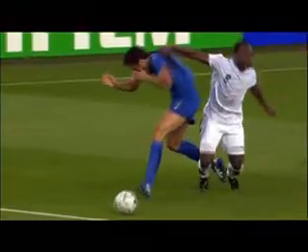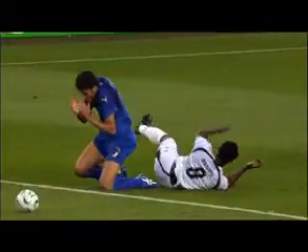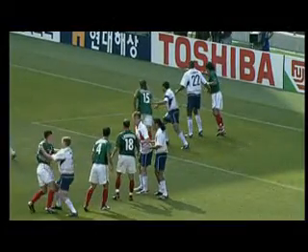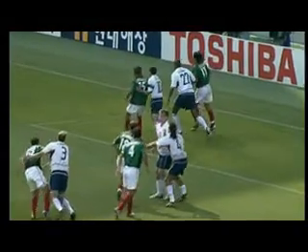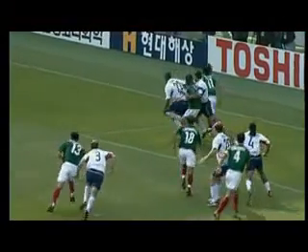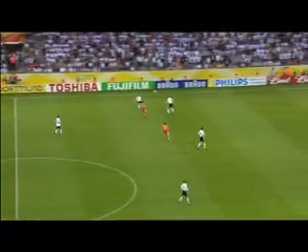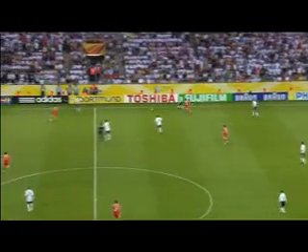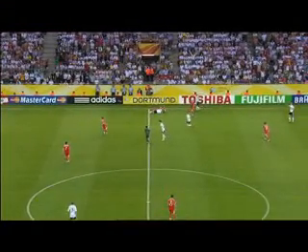Strikes or attempts to strike an opponent in a careless or reckless manner, or by using excessive force. Pushes an opponent in a careless or reckless manner, or by using excessive force. Tackles an opponent in a reckless manner, or by using excessive force.